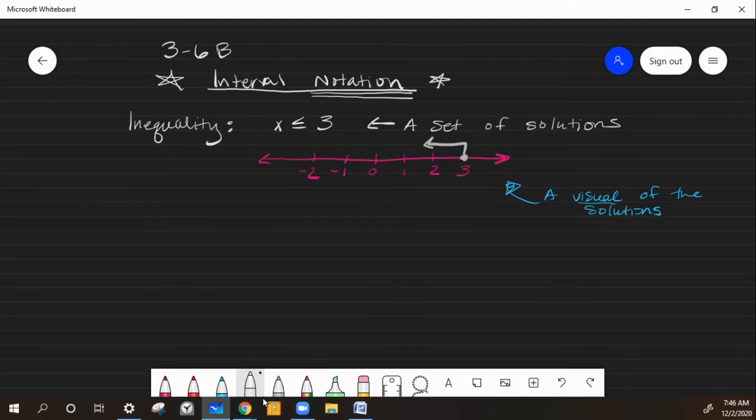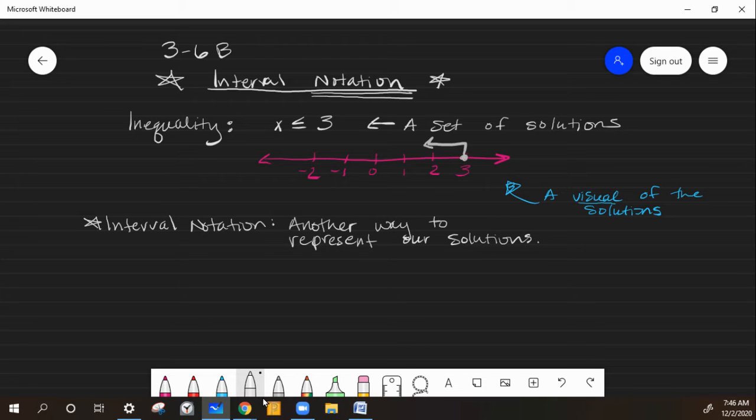So now, interval notation is another way to represent our solutions. You might ask, why do we need another way to represent our solutions? That's a great question, and one that will be answered in Algebra 2.